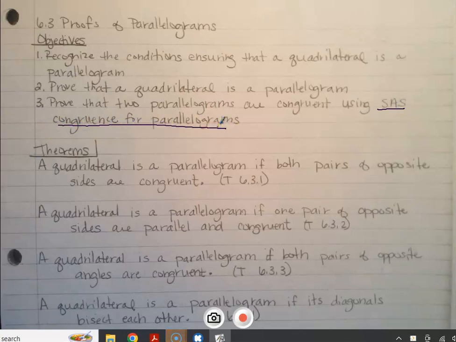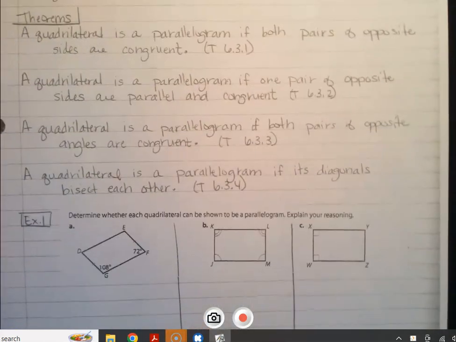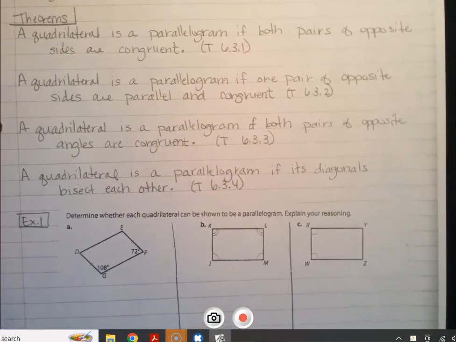All right, so we are starting with lots of theorems first. Let me slide up my paper before we even get started so we can see all of them. Our theorems: a quadrilateral is a parallelogram if both pairs of opposite sides are congruent. Again, our goal today is, we're given a shape and we're trying to prove it's a parallelogram. So if we can prove that opposite sides are congruent, then we can prove it's a parallelogram.